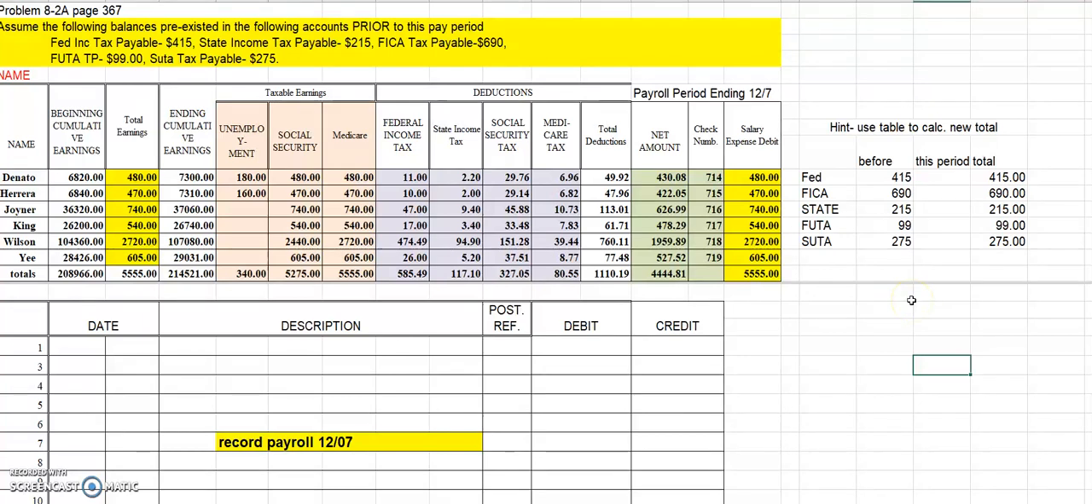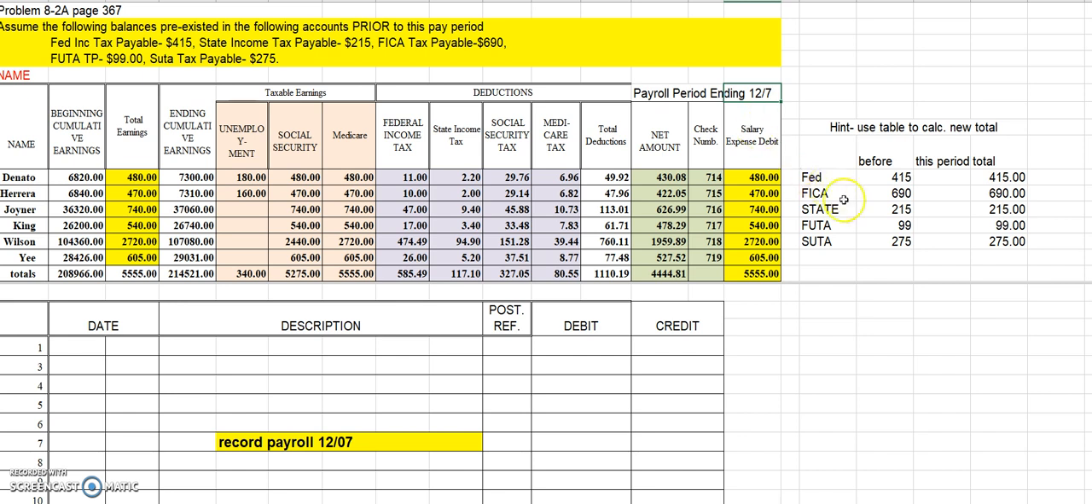Good morning. Problem 8.2a has been added to include a sample of all transactions. For this one, we have a completed register, and you can see the totals line, and then you have in the directions a list of previous balances. That is what is currently collected and waiting to be paid before the pay period ending 12/7.